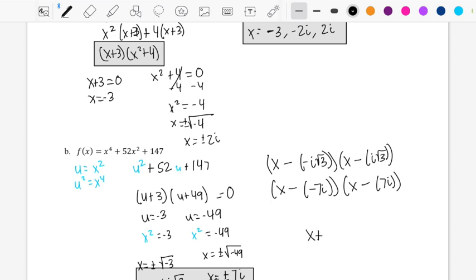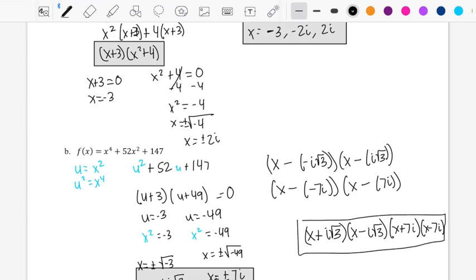So we're going to have x plus i root 3 as one factor. This one doesn't have anything to cancel, so it just becomes x minus i root 3. Minus a negative gives us an x plus 7i. And then the last one is x minus 7i.